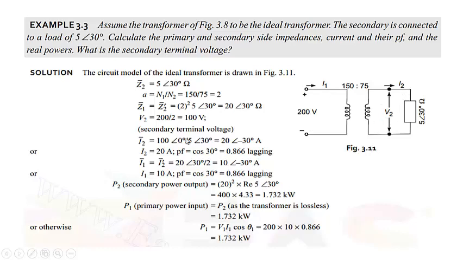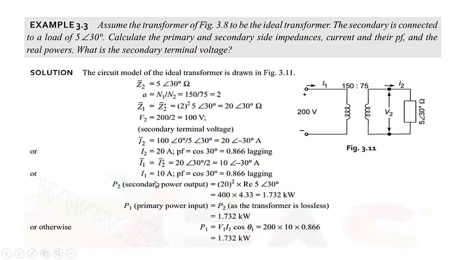Now the power factor will be cos of minus 30, that is cos of 30, which is equal to 0.866 lagging. Now we can calculate the input powers. We have calculated the primary side impedance, secondary side impedance, primary side current and secondary side current. So the primary side power factor, with I1 as 10 at an angle of minus 30, is 0.866 lagging, and the secondary side power factor will again be 0.866 lagging because the angle is again minus 30. Now we can calculate the primary power, that is equal to 200 into I1 into cos of theta.